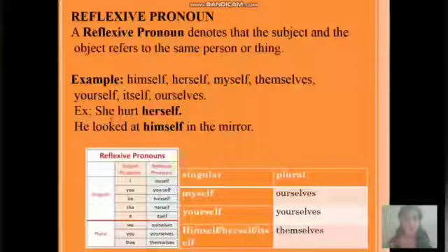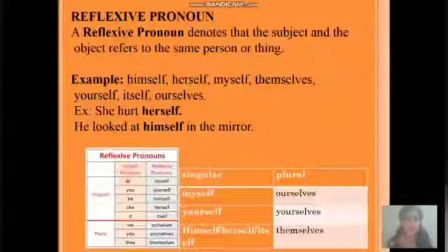So look at an example. She hurt herself. So she is a subject pronoun and what is the reflexive pronoun? Herself. So what is happening here? This word herself is reflecting back to the subject she. Look at the next example. He looked at himself in the mirror. So he is the subject pronoun and himself is the reflexive pronoun. Why? Because the word himself is reflecting back to the subject he. So it is again turning back to the subject he.